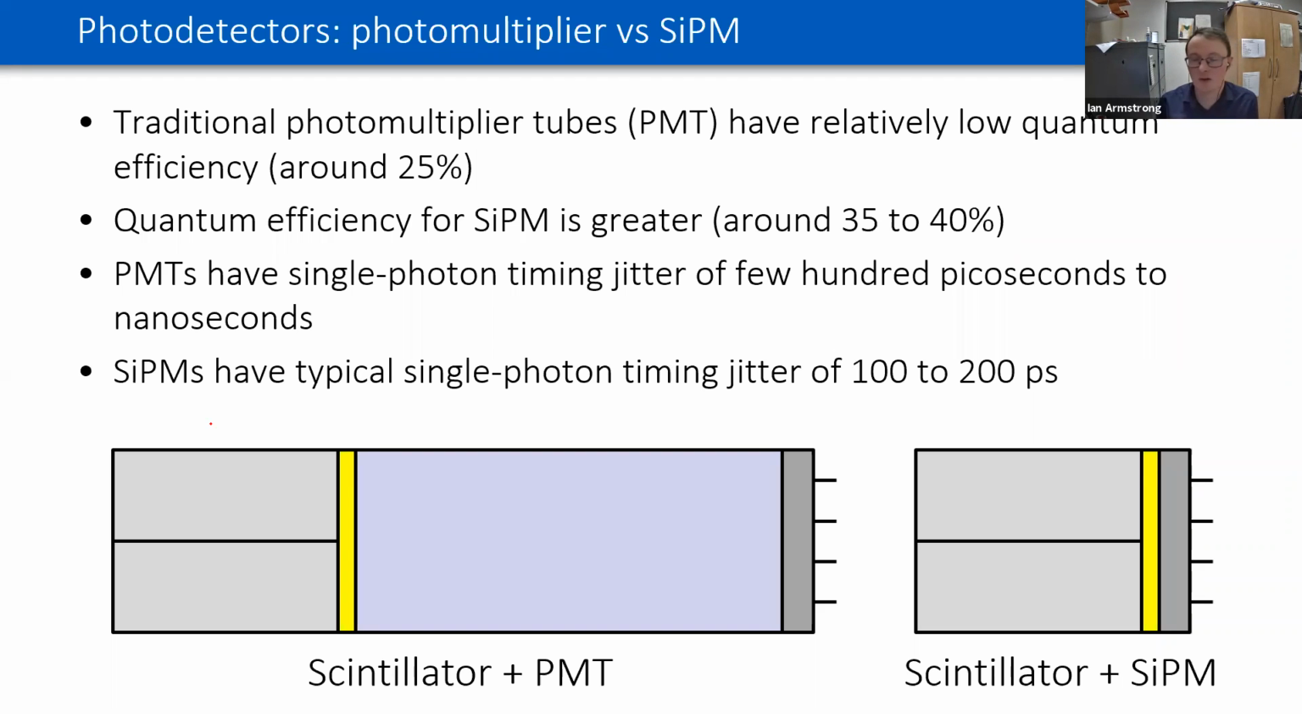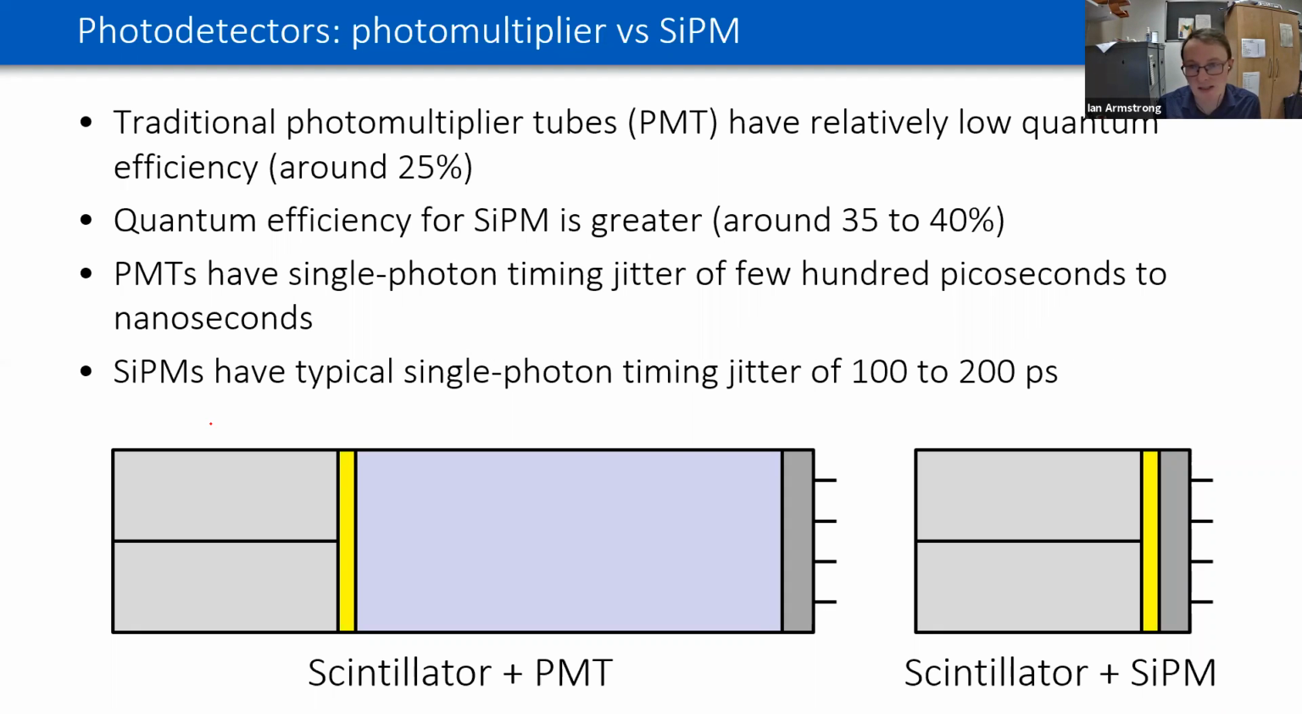Well, first of all, we'll start at looking at the efficiency. So that's going to dictate the magnitude of the signal which comes off our photodetector. So photomultiplier tubes about 25%. We see a gain of efficiency with silicon PMs of somewhere like 35 to 40%.